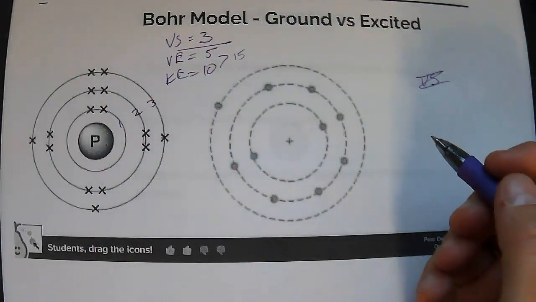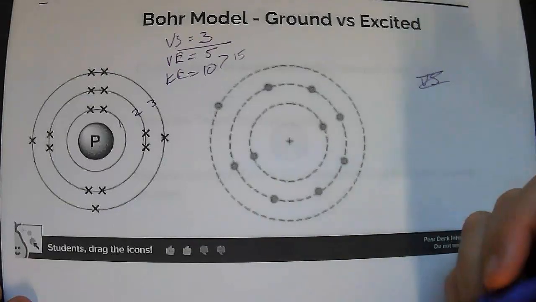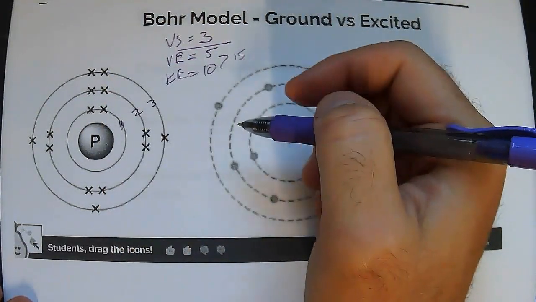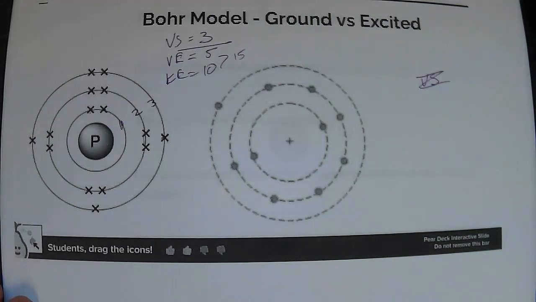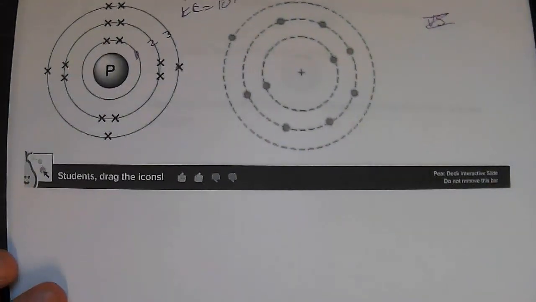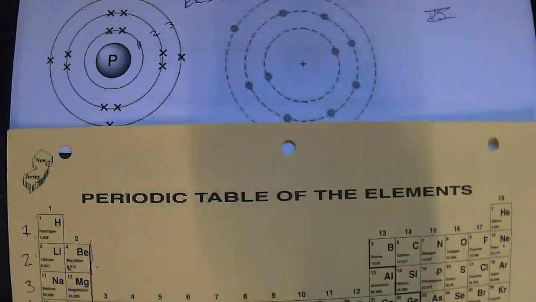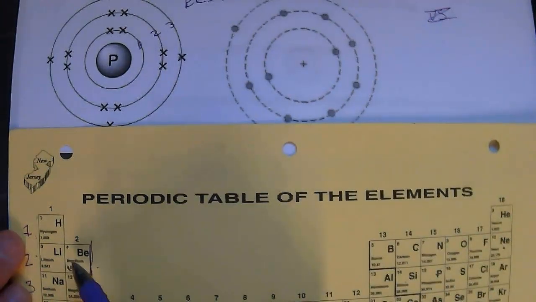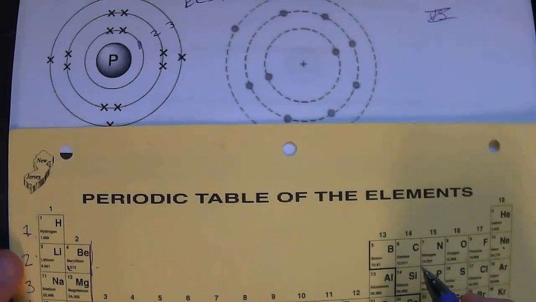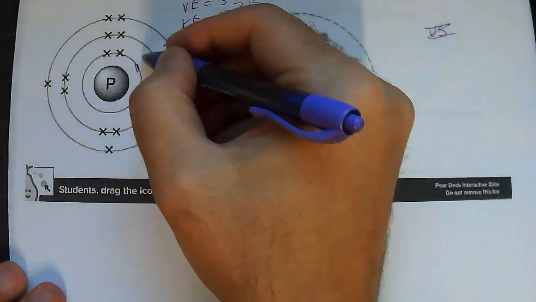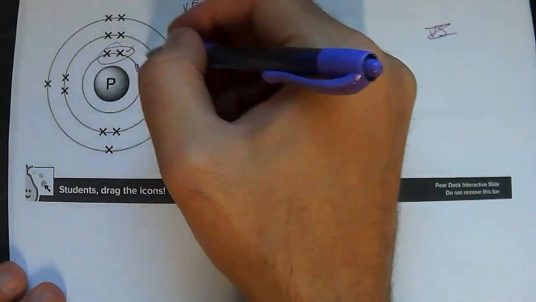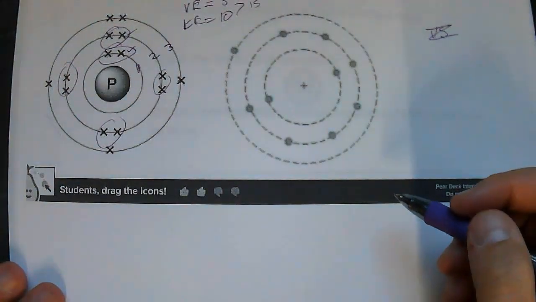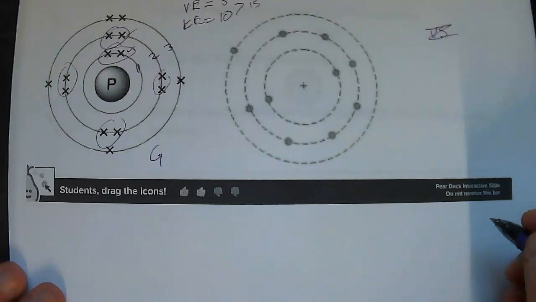For ground state, we want to see if it follows the rules. So we're going to count here. In the first energy level, we can put 2. In the second energy level, let me move this up a little. The periodic table tells us 2 in the first energy level, and in the second energy level we can put 2 plus 6, which is 8. So we have 2 here, that checks. In the second energy level, we have 2, 4, 6, 8, that checks. And then this seems to be good. So this is definitely a ground state.